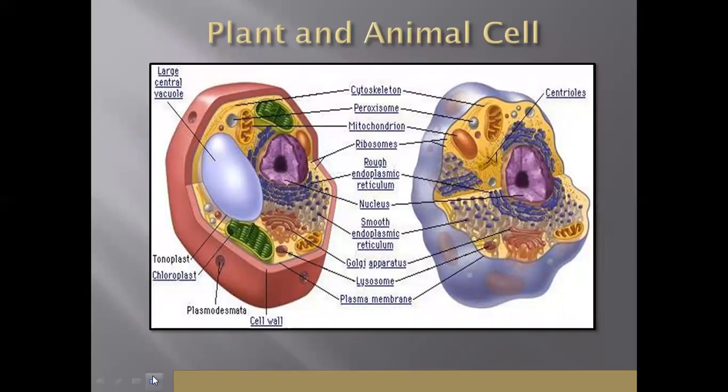Here is one more diagram to differentiate between the plant and the animal cell. You can see, let's begin with the plant cell. The centriole is absent here, centriole is present here. Right? Chloroplast is present here, which is absent here. Rest all, plasma membrane, lysosome, Golgi apparatus, SER, nucleus, RER, ribosome, mitochondria, peroxisome, cytoskeleton are present here. If we compare the vacuoles, vacuole here is large, whereas here vacuoles are absent, right? And the membrane of the vacuole is known as tonoplast.